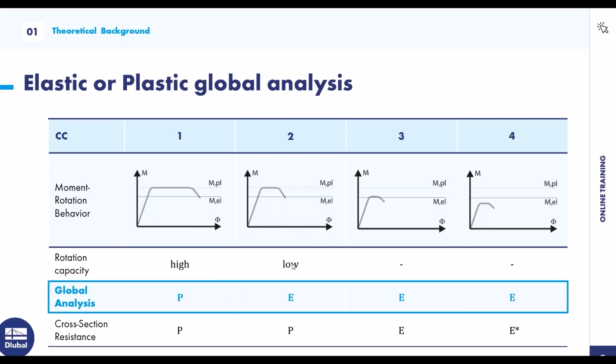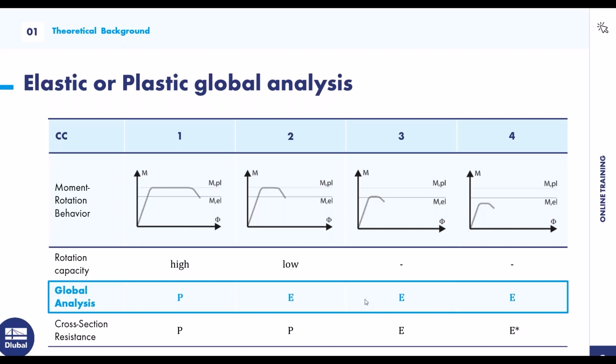Cross-section class 2, where there is a low rotation capacity, allows an elastic structure calculation. And as with cross-section class 1, the cross-sectional resistance can also be applied plastically. The first and the second cross-section class are where you can consider a plastic cross-section resistance. Then cross-section classes 3 and 4 allow an elastic structure analysis, and the cross-sectional resistance can only be applied elastically. For cross-section class 4, only a reduced cross-section resistance, the effective cross-section, is used.